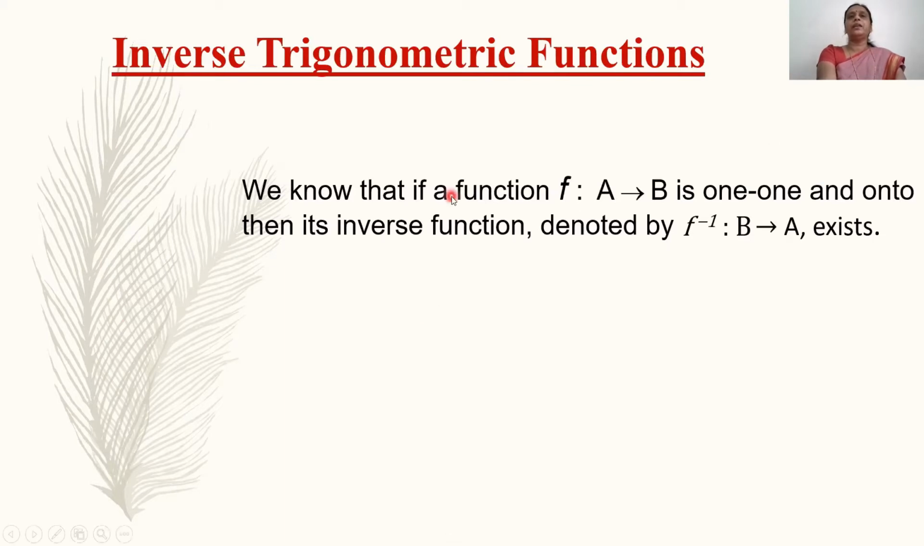We know that if a function f from A to B is one-one and onto, then its inverse function, denoted by f inverse, from B to A exists. Means if function f is from A to B, then the inverse function is from B to A. For function f, A is the domain and B is the range, and for f inverse, B is the domain and A is the range. Means for function f and f inverse, their domain and range get interchanged.